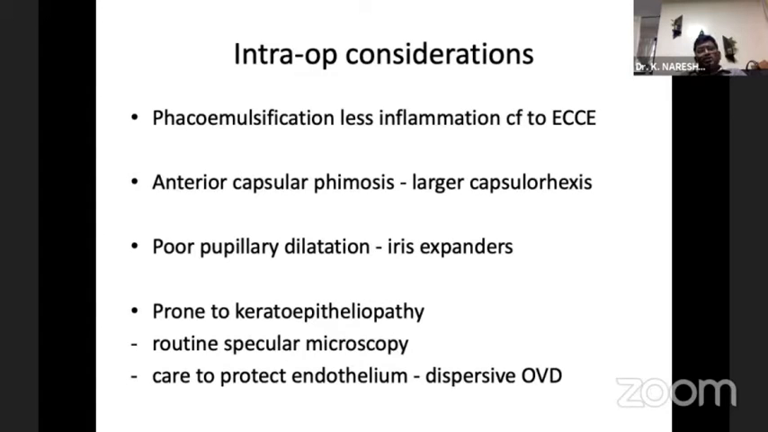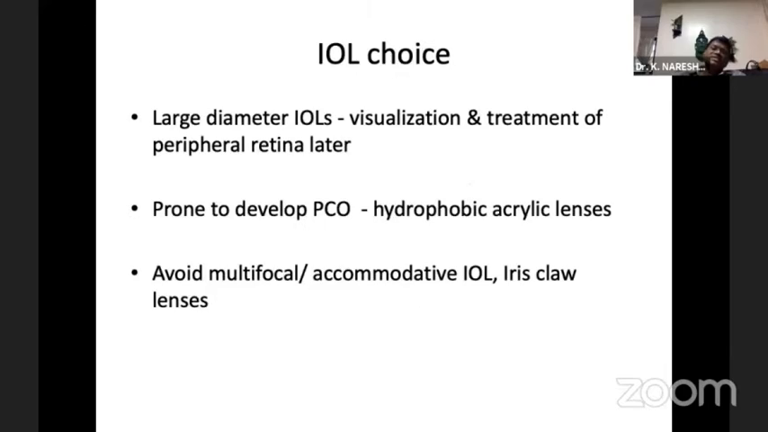In intra-op considerations, the basic thing is that phacoemulsification is a better one. Because anterior capsular phimosis is quite common in these cases, we have to go for a larger capsulorhexis. Pupils dilate very poorly, so you can go for iris expanders or whatever it may be. And they are also prone to keratoepitheliopathy when they go for cataract surgery.